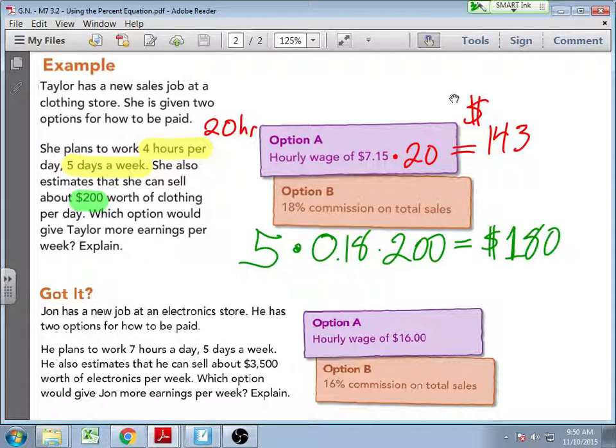So which deal is better, deal A or deal B? Option B is better, assuming she's able to make that many sales. But she'd have to make that many sales.